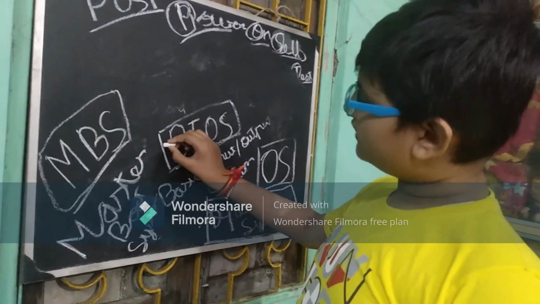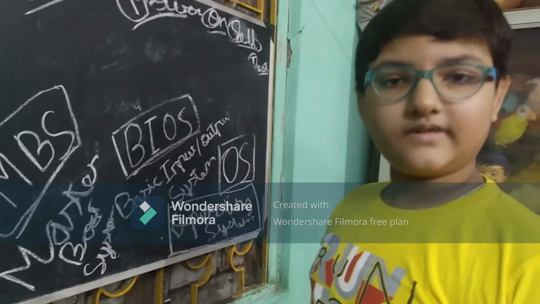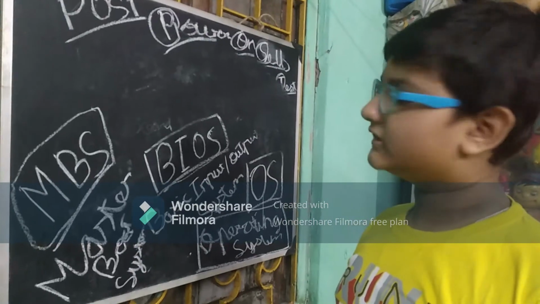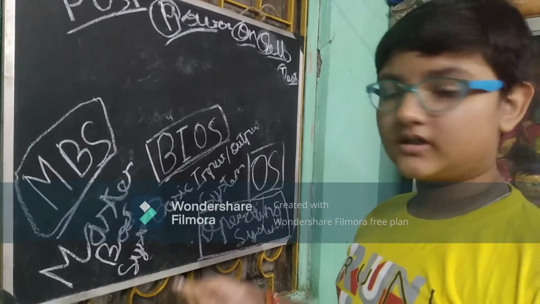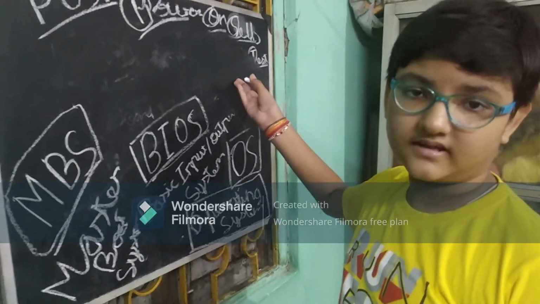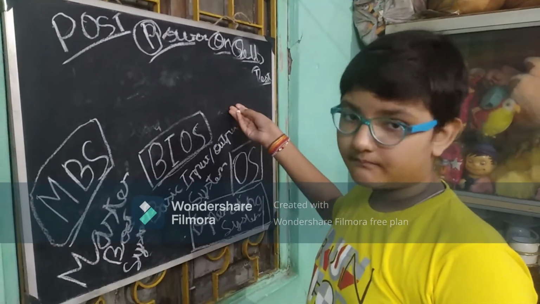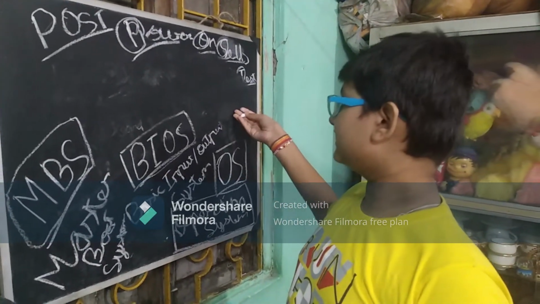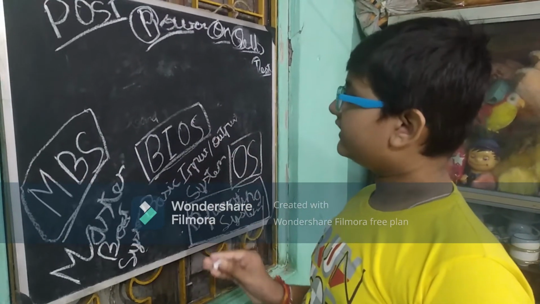So this BIOS will check where the MBS is given. If you ever turn on your computer and check the boot system, you will see that the first place the BIOS will check is the hard disk. Then it will check the pen drive. Then it will check the CD drive. So it happens like this.